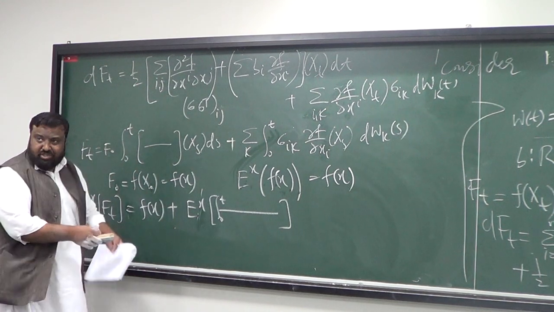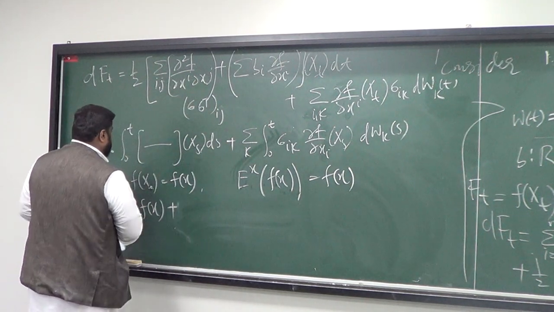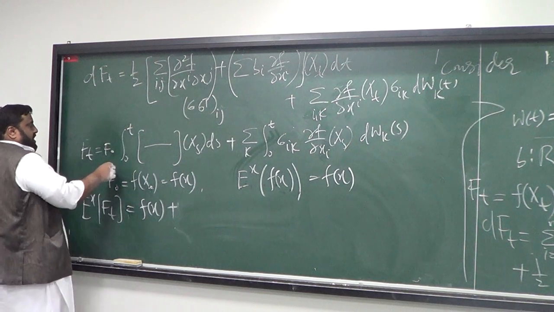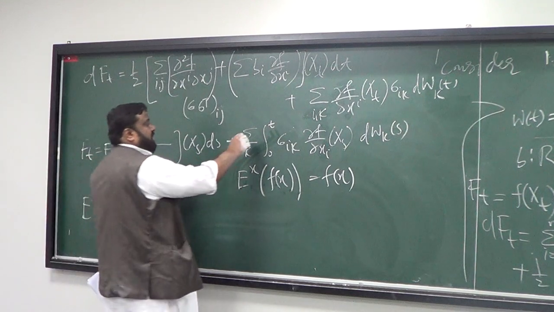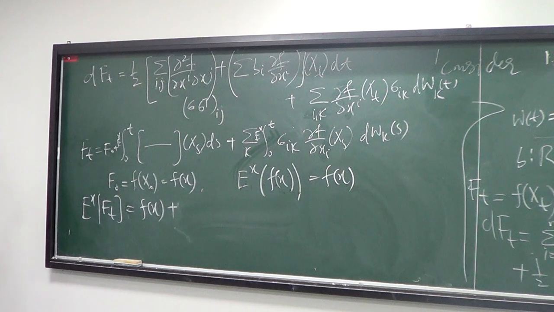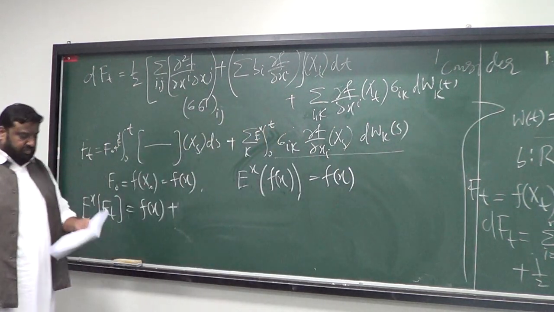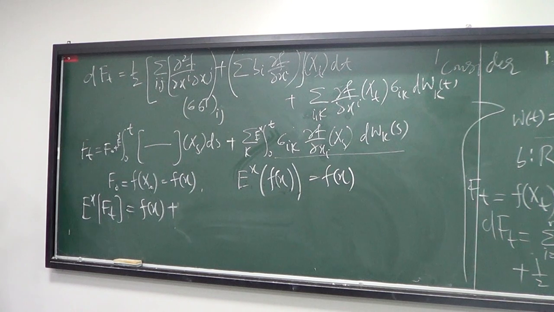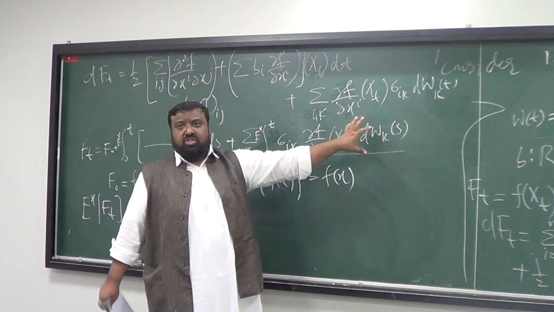Let's not go in too much of a hurry, and let's just quickly write this. So I'm going to have plus E_x here and E_x here, right? ठीक है? So now tell me what would be this expectation? The expectation must be zero. It's the stochastic integral. Should be zero.